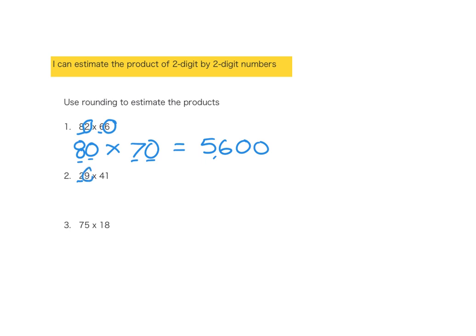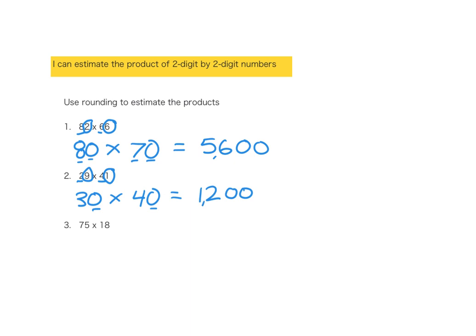All right, next one, 29 times 41. 29, that 9 is going to tell me I'm going to round that up to 30. 41, that 1 tells me I'm going to round it down to 40. 3 times 4 is 12. Add my 2 zeros, becomes 1,200.